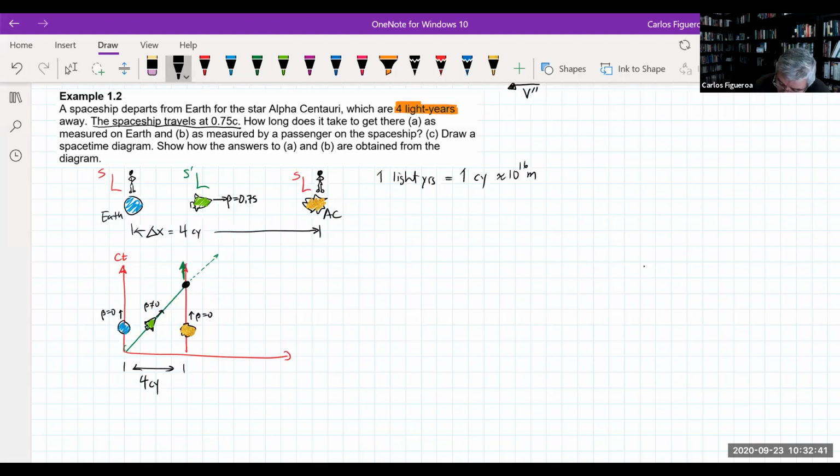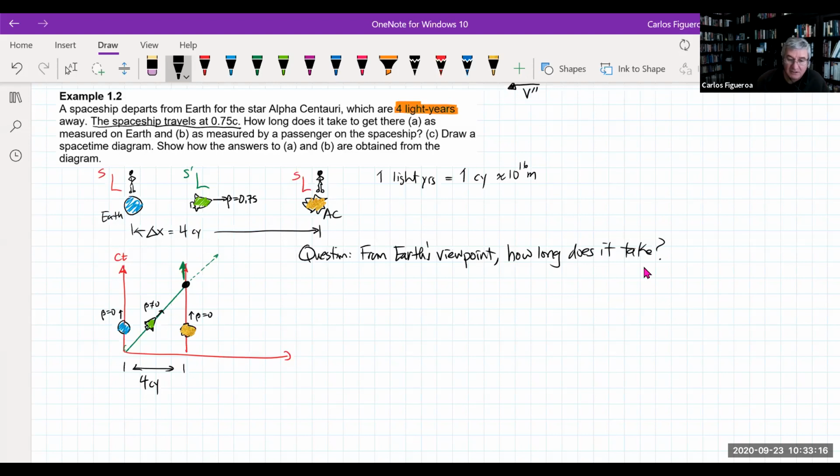So the question is, if I ask how long does it take to get there as measured from Earth? So here's the question. From Earth's viewpoint, how long does it take? How long does it take to get there?